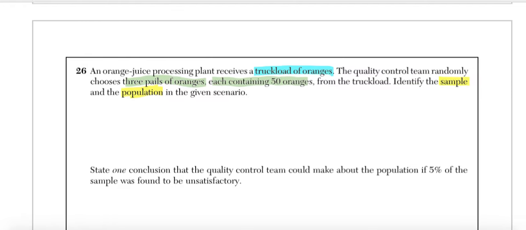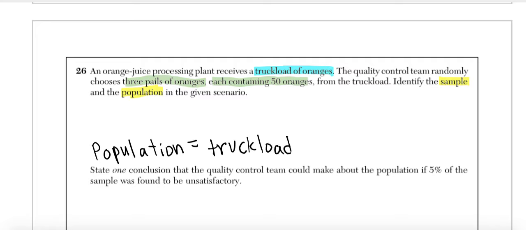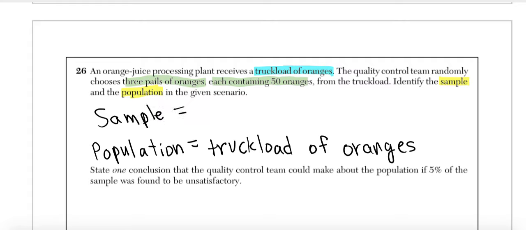So the population is just all the oranges in the truckload, because that's what they got. The orange juice processing plant received an entire truckload of oranges. So all the oranges in the truckload make up the entire population. The part of the population that was selected for the study is the sample.